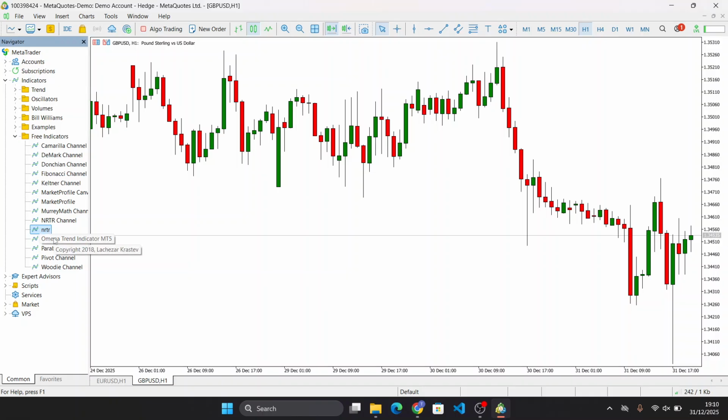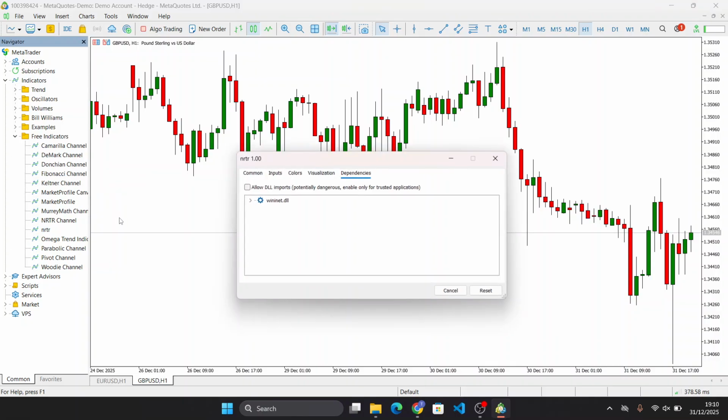The NRTR indicator is a trend following tool that plots a line above or below price to represent a dynamic trading level that shifts with market movement. When the market is in an uptrend, the line typically appears below price as a trading level, and in a downtrend, it appears above price as a potential resistance or protective level. When price crosses this line, the indicator reverses side, signaling a possible change in trend direction.